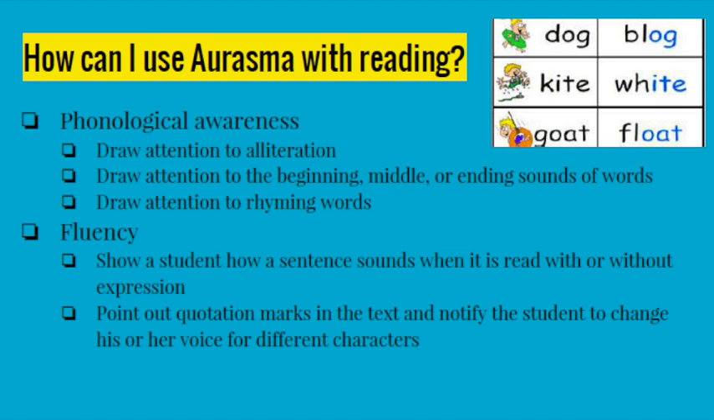Furthermore, Aurasma can be used with phonological awareness and fluency. In many children's books, there are examples of alliteration where multiple words in succession begin with the same sound, or they have rhyming words such as dog, bog, frog, those sorts of instances. So after a student is finished reading a text, you can have them use their Aurasma app to draw attention to those specific words. Similarly, if a student is reading out loud, you can prompt them either before or after reading with either the markers of fluency, or you can model for them how a fluent reader would read this text.